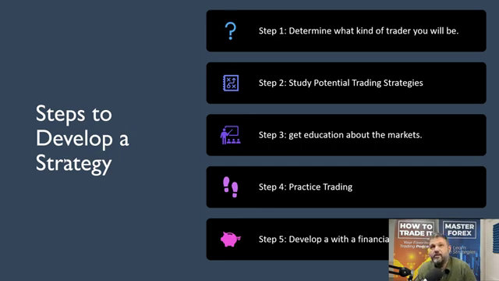All right, so anyway, steps to developing a strategy. Determine what kind of trader you're going to be. So what does that mean? Well, are you going to be a swing trader? A swing trader? What's that? Oh boy, I guess I need to go back to some definitions. Swing trading is when you hold the position for a few days or a few weeks. Well, then there's a position trader. That's an investor, someone that holds for years.